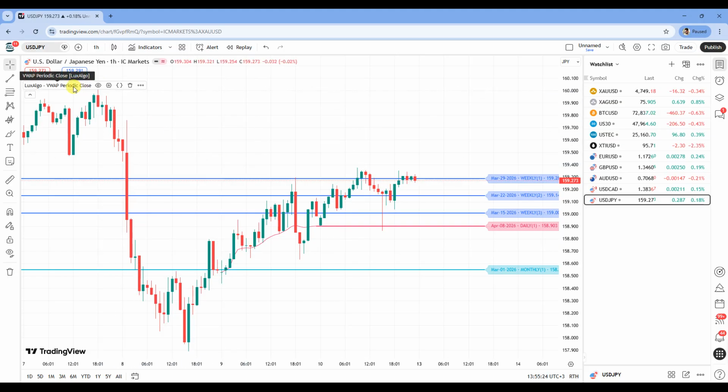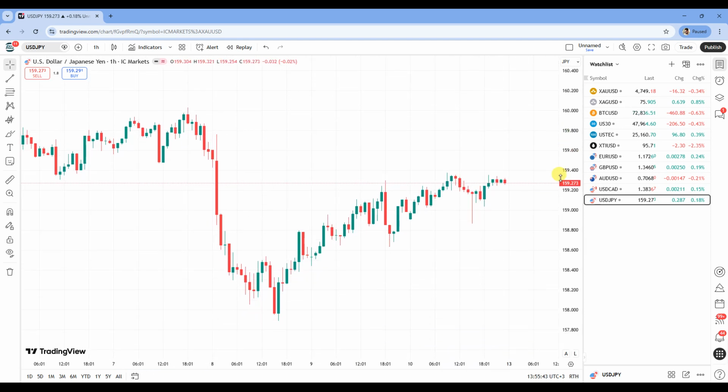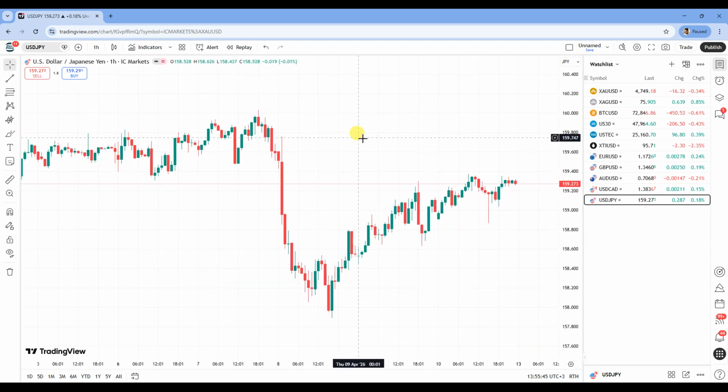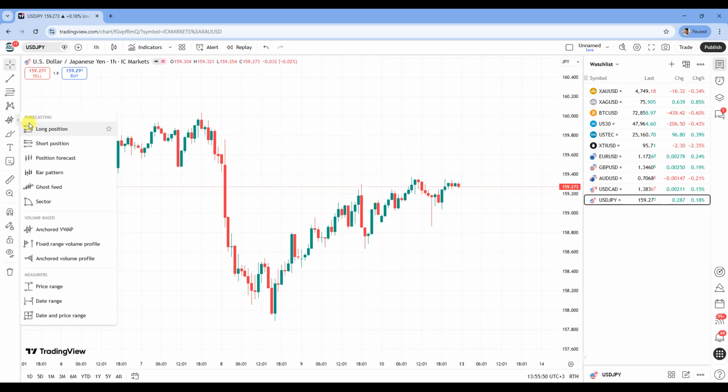One more thing: if you feel that the Lux Algo VWAP periodic close is slightly confusing, you can do one simple thing. Remove everything from your chart, come over here, and use the anchored VWAP, the volume-based one.